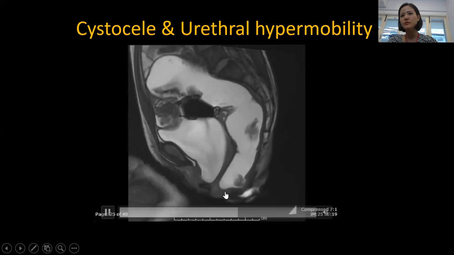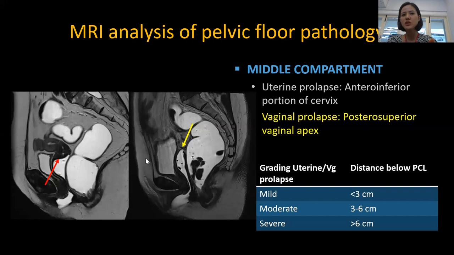For the middle compartment, the organ-specific reference point is the anteromost, anterior inferior aspect of the cervix. And if the patient has had a hysterectomy, we will use the posterior superior vaginal apex. For the grading, we also use the rule of three for prolapse severity.